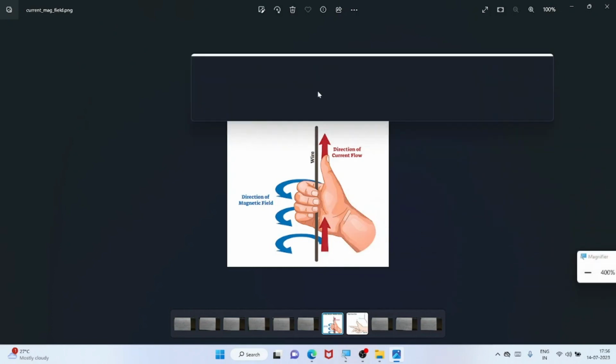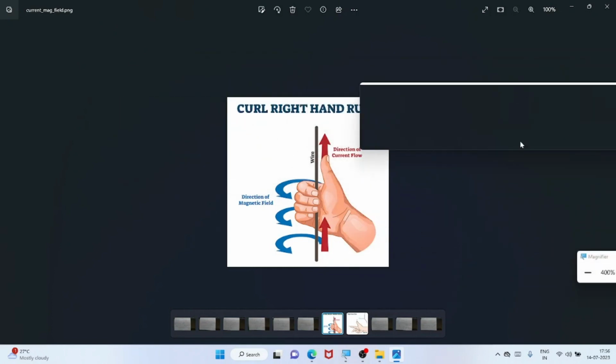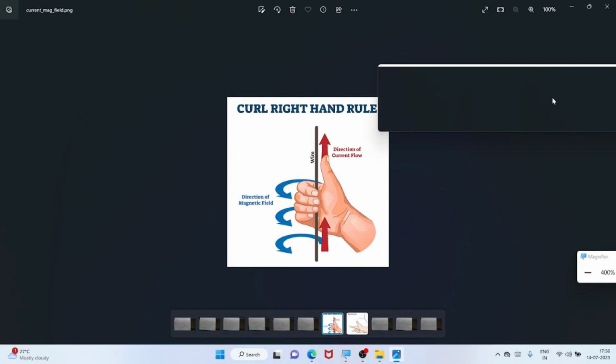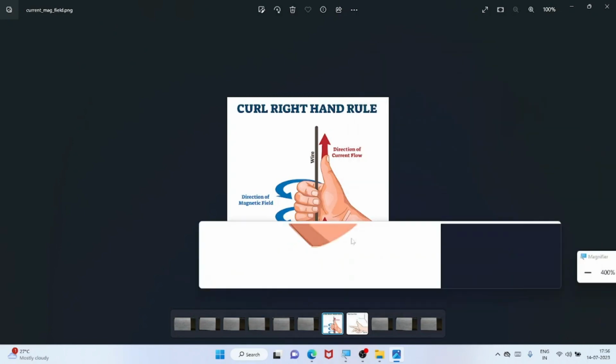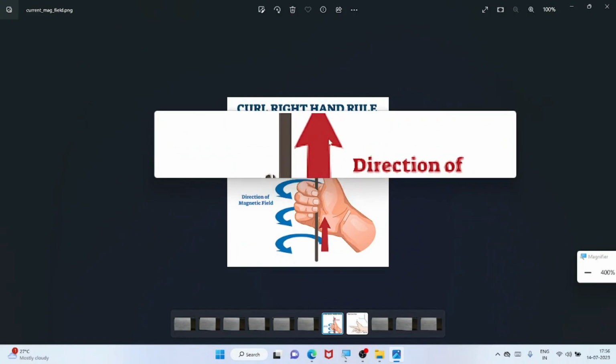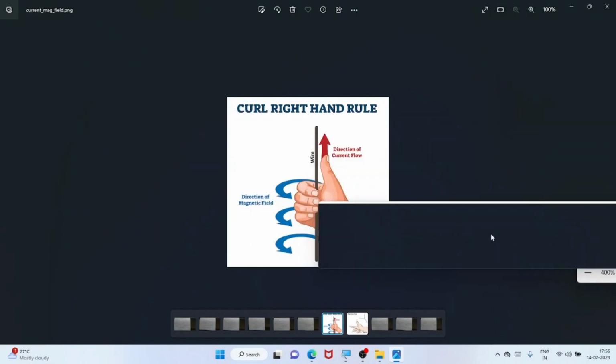So this is the current carrying conductor. Current is flowing upwards, so you have to put your thumb in the direction of the current, and when you curl the fingers, that is the direction of the magnetic field. Here is the direction of the magnetic field, and this is the direction of the current.